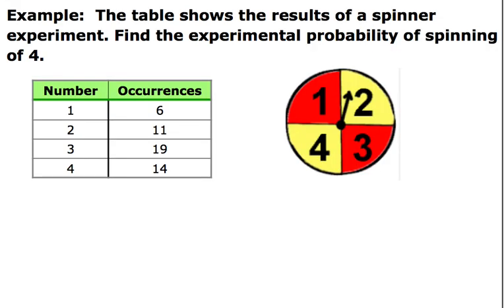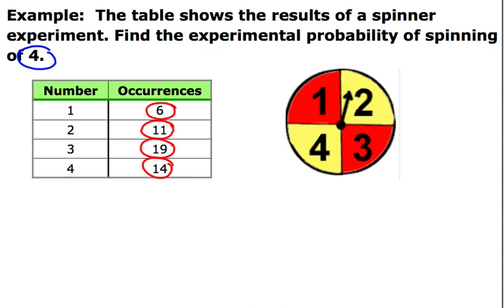So here are some examples of the experimental probability. So here's a spinner, and it has 4 numbers on it, 1, 2, 3, and 4, and has the colors red and yellow. So let's pretend we went out and spun the spinner, and it landed 6 times on the number 1, 11 times on the number 2, 19 times on the number 3, and 14 times on the number 4. And we want to find out what is the experimental probability of landing on a 4.